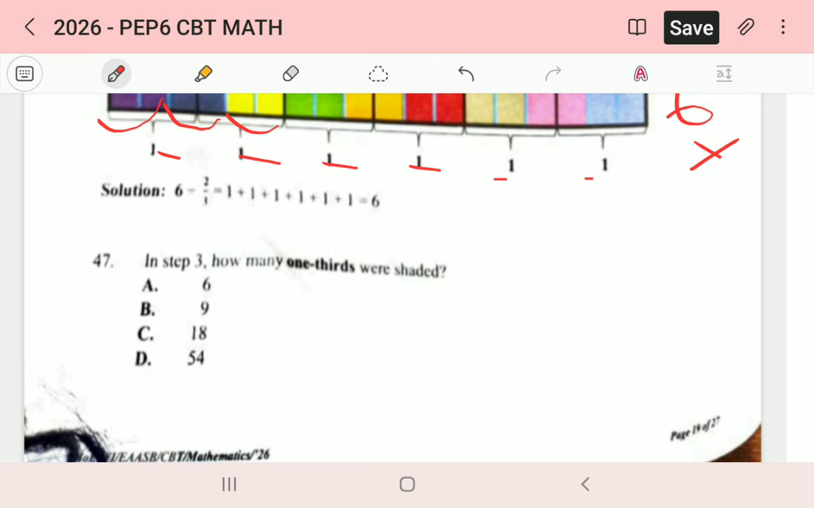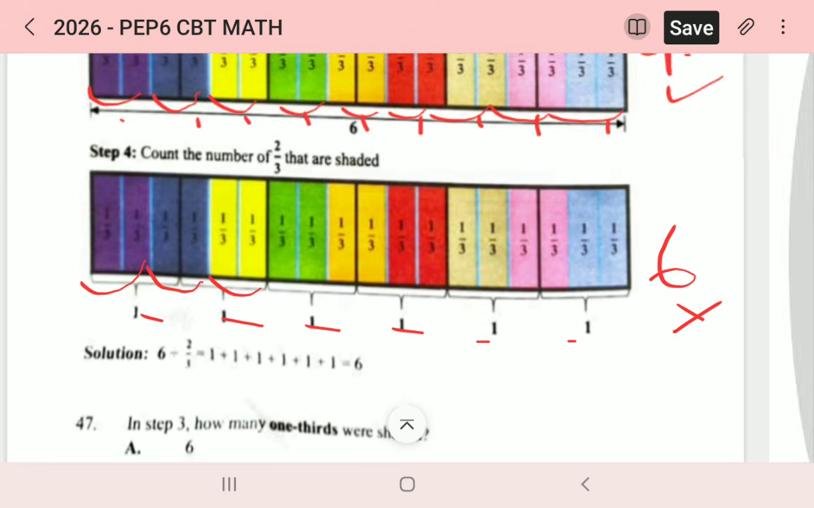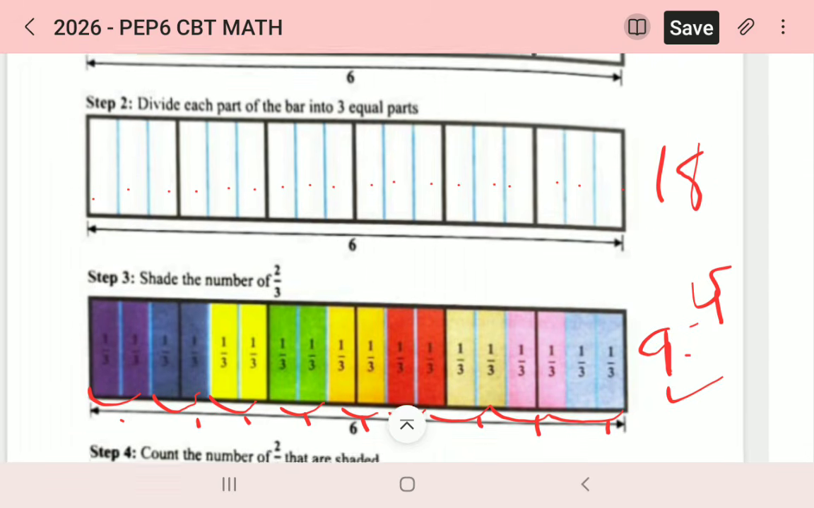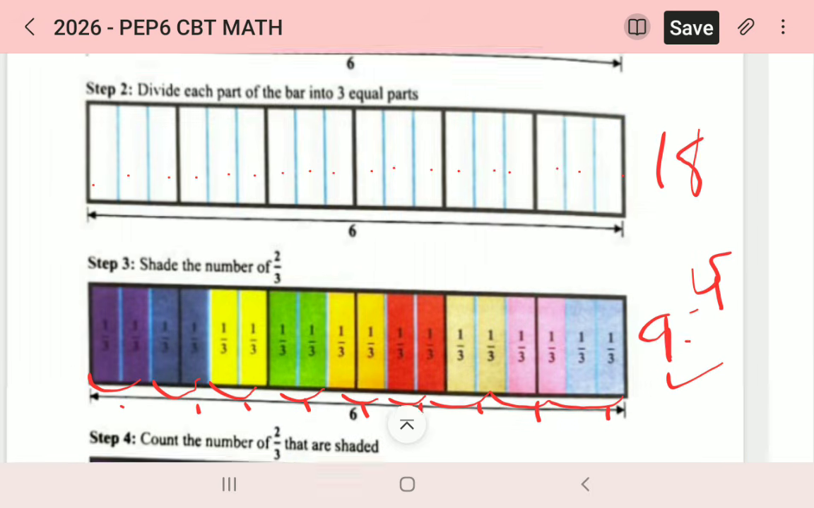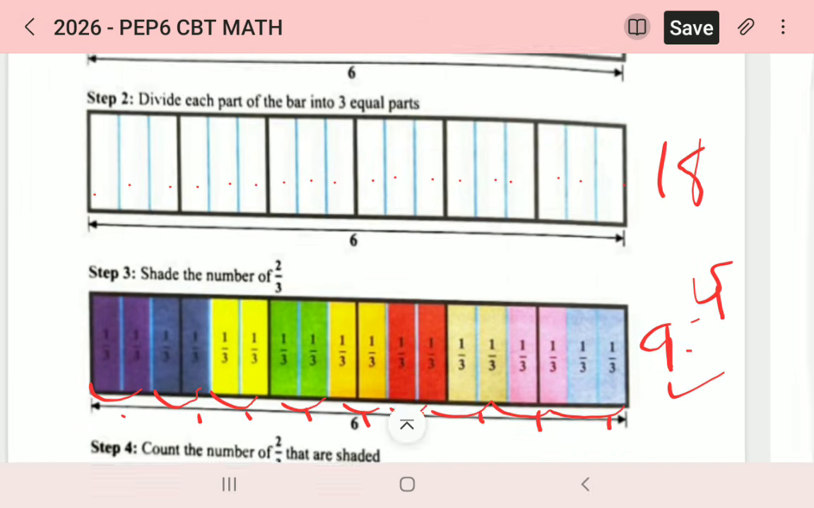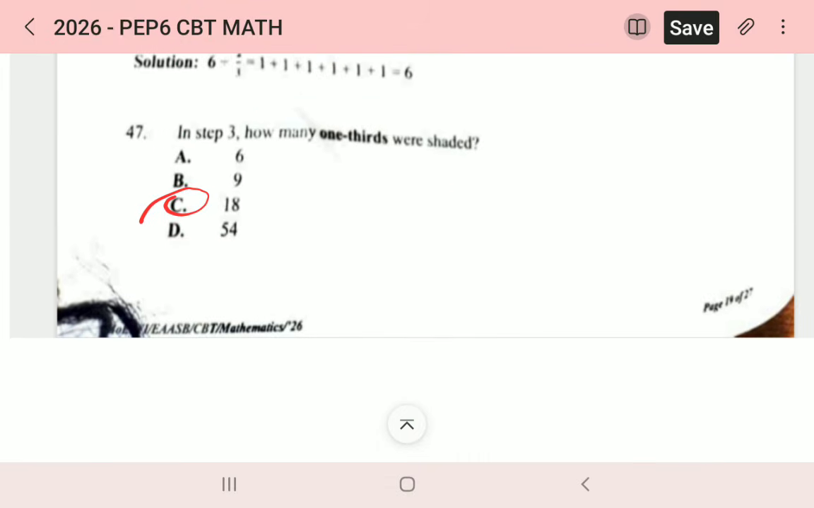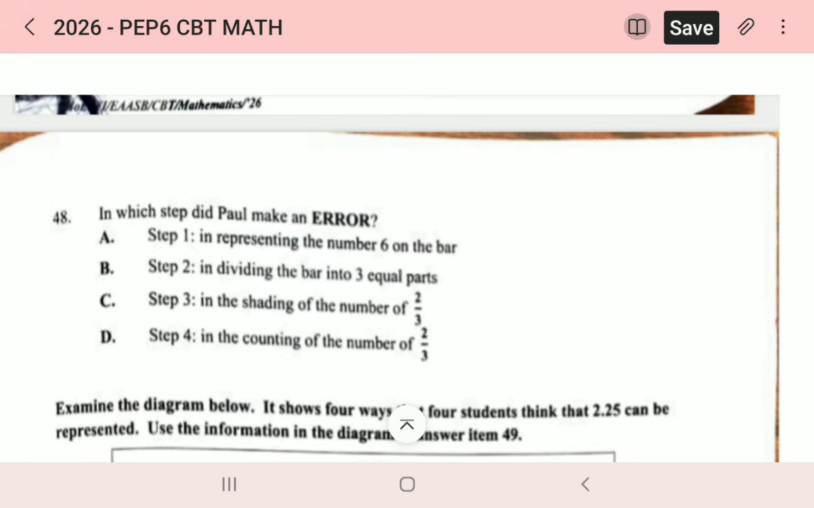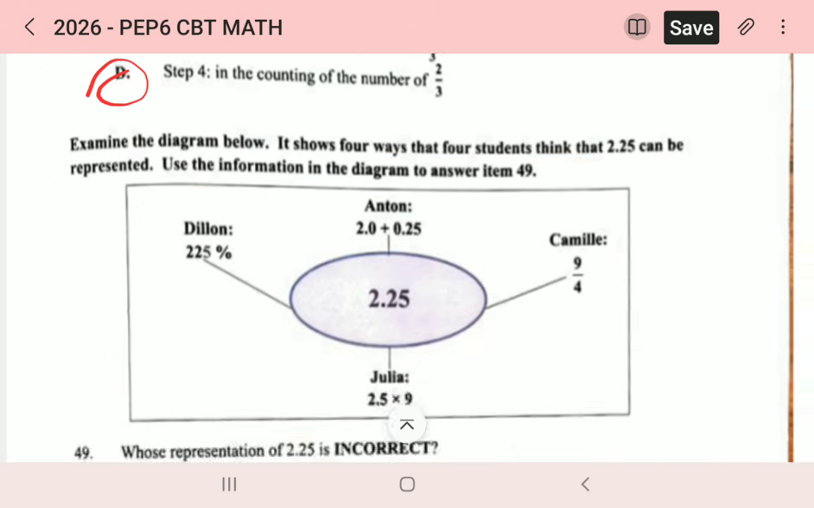18. Because we worked that out before. All right? No, man. In step 3, that's the whole thing up top. How many 1/3 were shaded? It's 18. Because the whole thing is divided into 18 and everything was shaded. So all of them, 18. So 47 would be C. Let's look at 48. In which step did Paul make an error? We want to think it's step 4 where he counted 6 2/3 instead of 9 2/3.